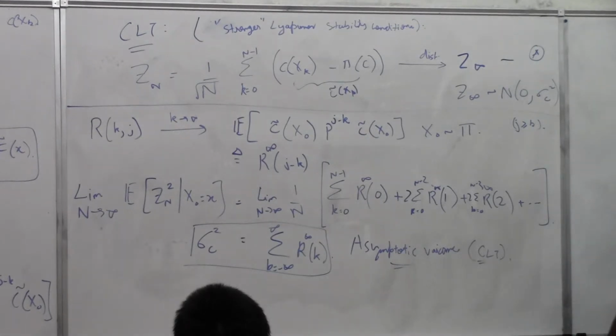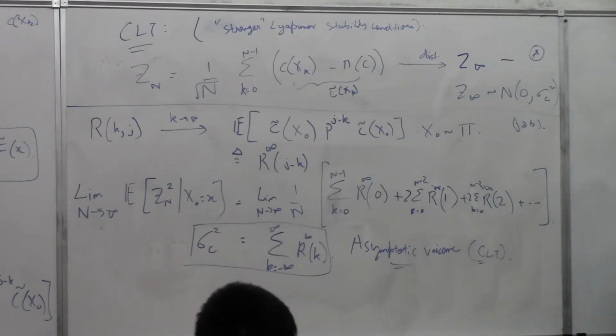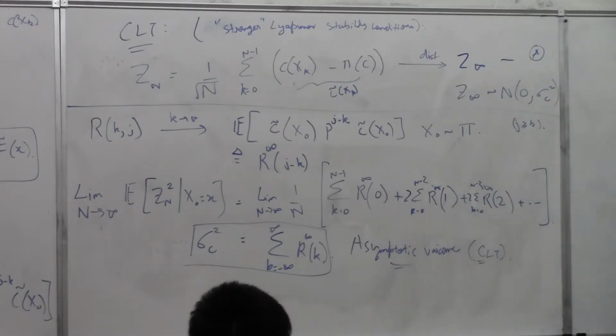Again, this was a homework problem, I think. Alpha xk plus wk plus 1. Very simple problem. So wk is, say, Gaussian, I don't care.